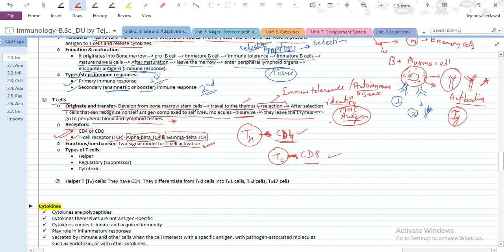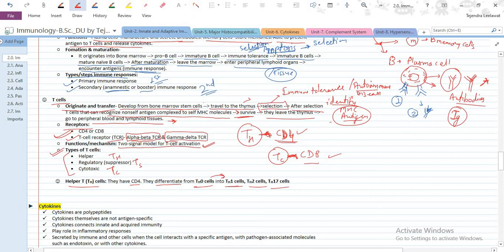Now I am giving only a brief overview of adaptive immunity, so you can understand the flow chart of what adaptive immunity is. T cells again have different types: T helper cell, T regulatory or suppressor cell, and T cytotoxic cell. These T cells have their own specific types also. Like the T helper cell, it has CD4 and differentiates into the Th0 cell, which again converts into one of them. It might be a Th1 cell, a Th2 cell, or a Th17 cell.